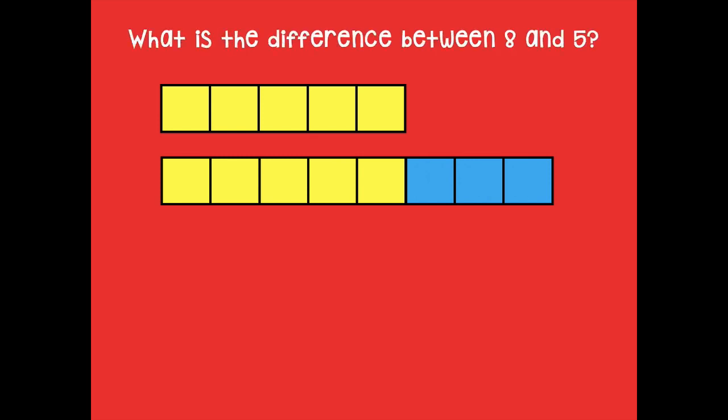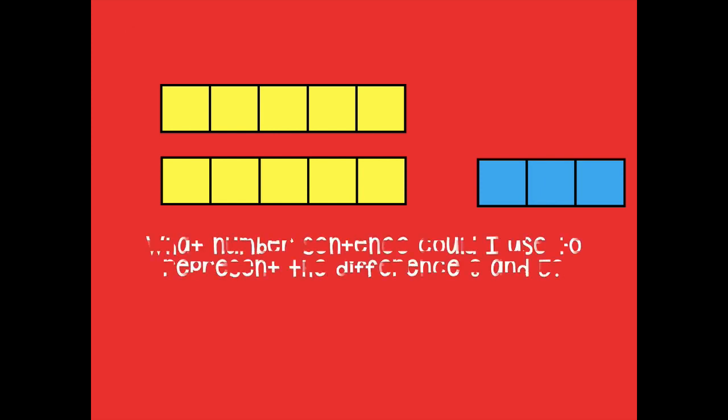So what's the difference between 8 and 5? It's 3 because look, I could just separate those and then they have the same amount of yellow on the top and the bottom. So what number sentence could I use to represent the difference between 8 and 5? Well, I could write 8 minus 5 equals 3.